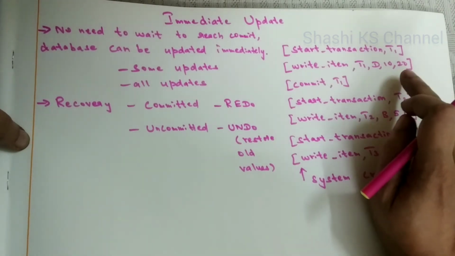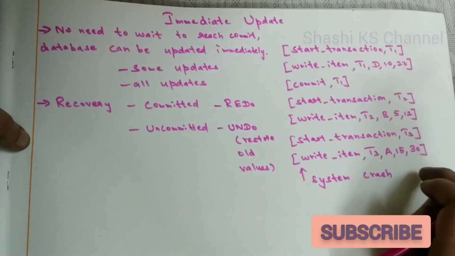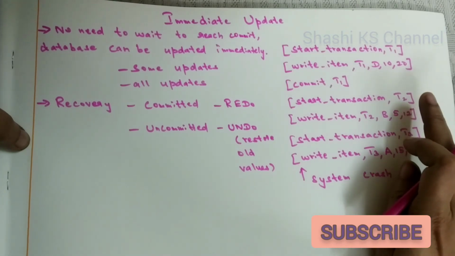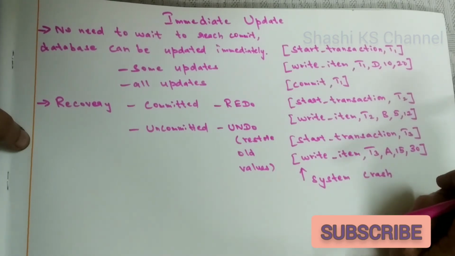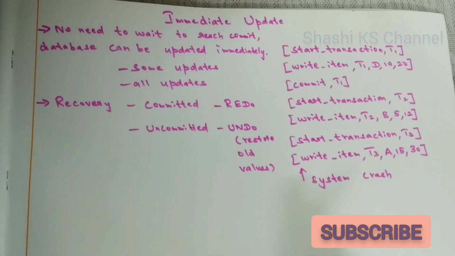So a redo operation will be done for transaction T1 and an undo operation will be done for transactions T2 and T3. And that is all about the immediate update technique. From this we have learned that there are two types of database recovery: immediate update as well as deferred update.